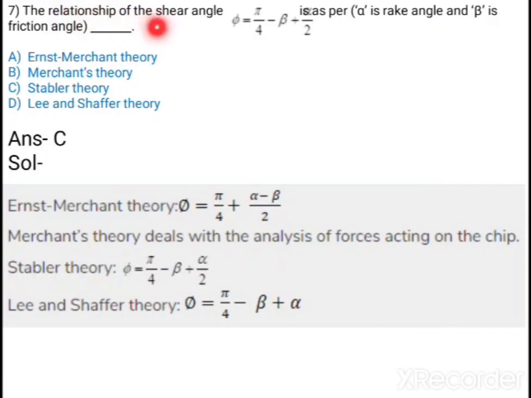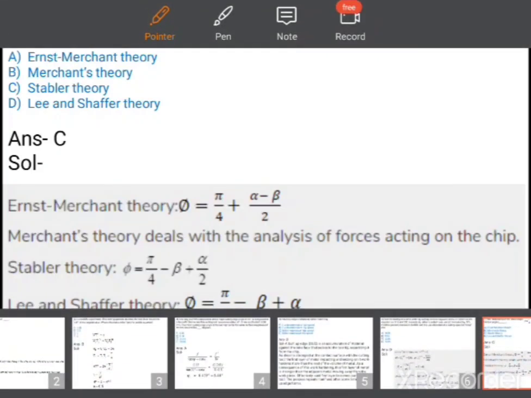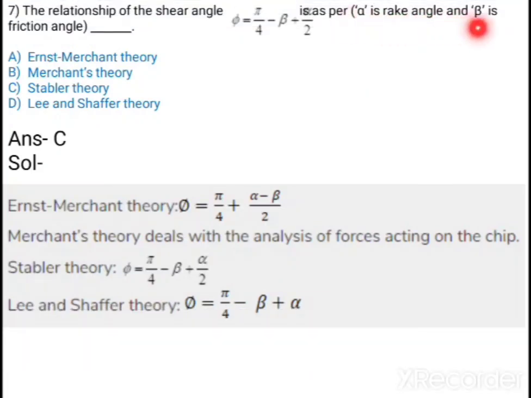The relationship of the shear angle phi is equal to pi by 4 minus beta plus alpha by 2, where alpha is the rake angle and beta is the friction angle. This relationship indicates Stabler theory, because Merchant theory is expressed as phi is equal to pi by 4 plus alpha minus beta by 2, or 2 phi plus beta minus alpha is equal to pi by 2. That is the Merchant theory.